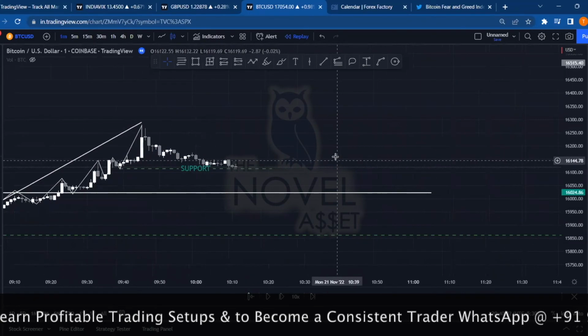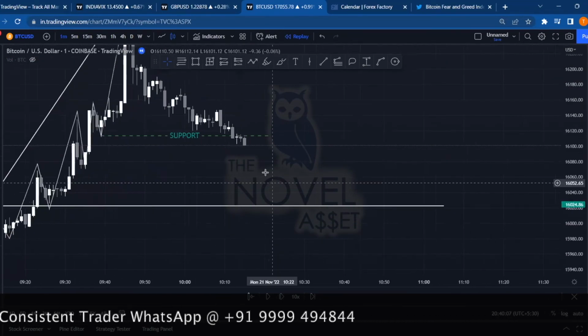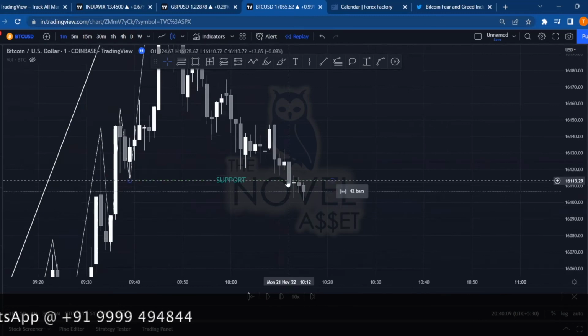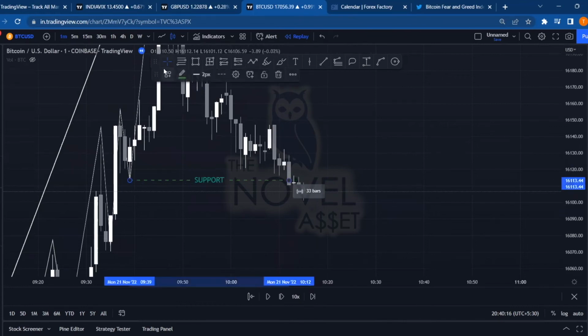Price is trying to give us an entry. If you look over here, price has still not broken this support, right? So we are waiting. Now if you look over here, price has closed the candle below. Price has closed the candle below. So that means this is a CHoCH on a minor level. This is basically a change of character on a minor level. So I'll just mark it over here.